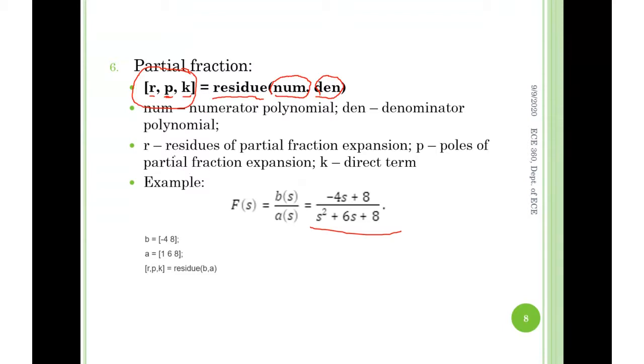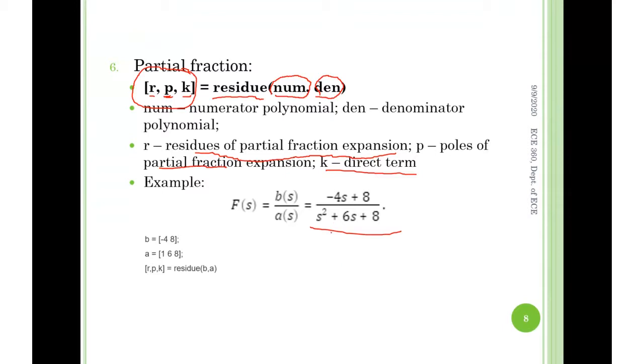And here's some explanation. R is the residues of the partial fraction expression. The second one, P, is the poles of the partial fraction. K is the direct term. By reading these definitions, we know nothing at all, until we see this example.